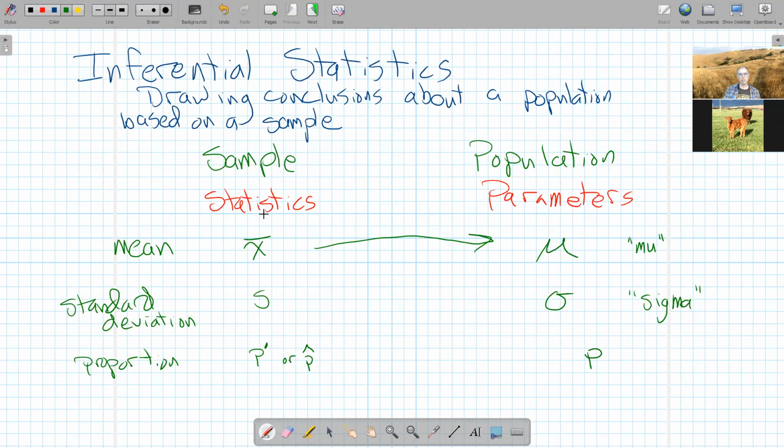So sample statistics are calculations based on a sample. Population parameters are facts about a population. However, since we can never get the whole population, we can never know those facts for sure, so we have to make these estimates. Sample statistics estimate population parameters.